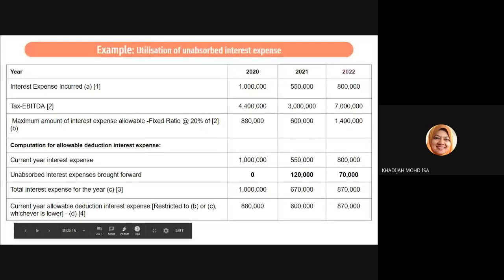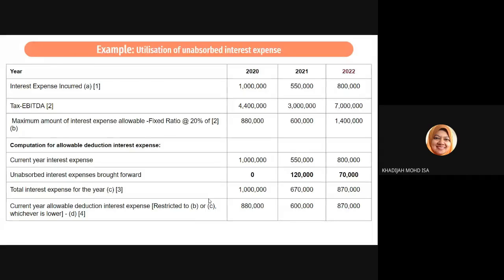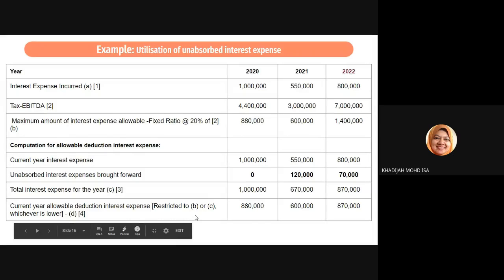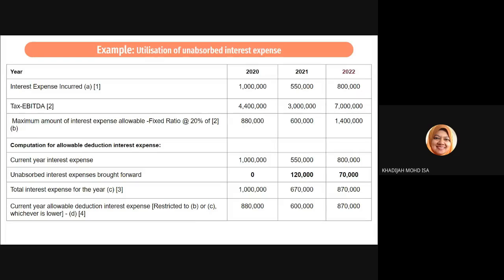Alright, your interest expense incurred in, let's say, 2020 is 1,550,000 and 800. And then the tax EBITDA is that amount, and 20% of that is 880 and 1.4. So you know that this is the amount which is allowable. The 880 is the amount of interest allowed. So the current year interest is 1 million, but the amount allowed is only 880. So the difference of 120 you carry forward.